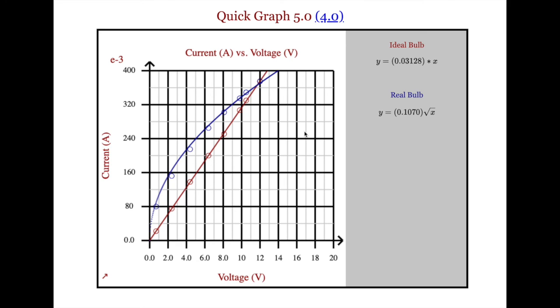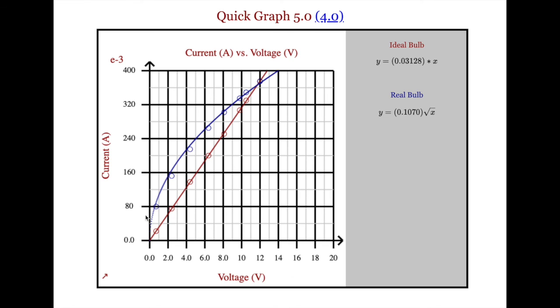So what is happening here that you could add to your conclusion is that with our ideal bulb, we assumed that it had the same resistance no matter what the conditions were. With a real bulb, the resistance of the bulb changes with conditions.